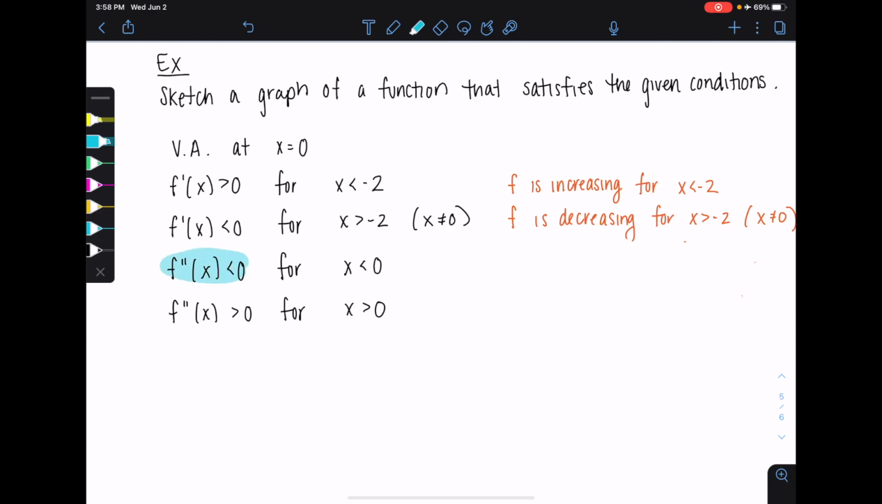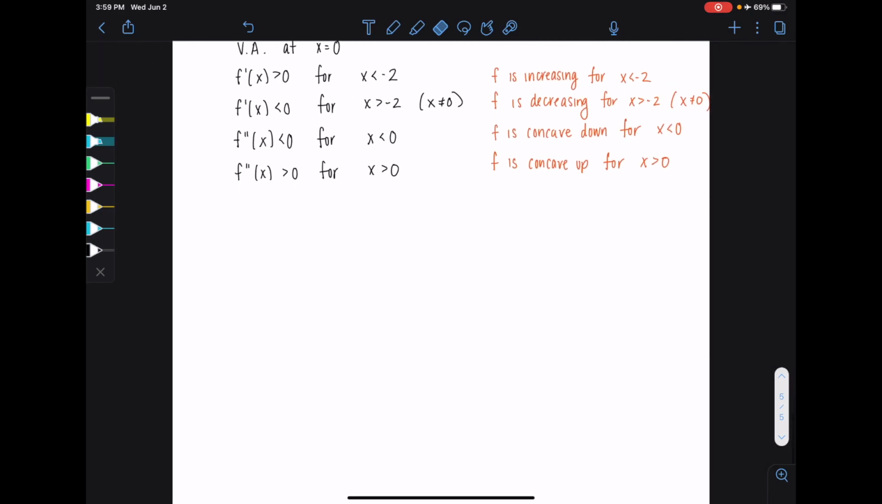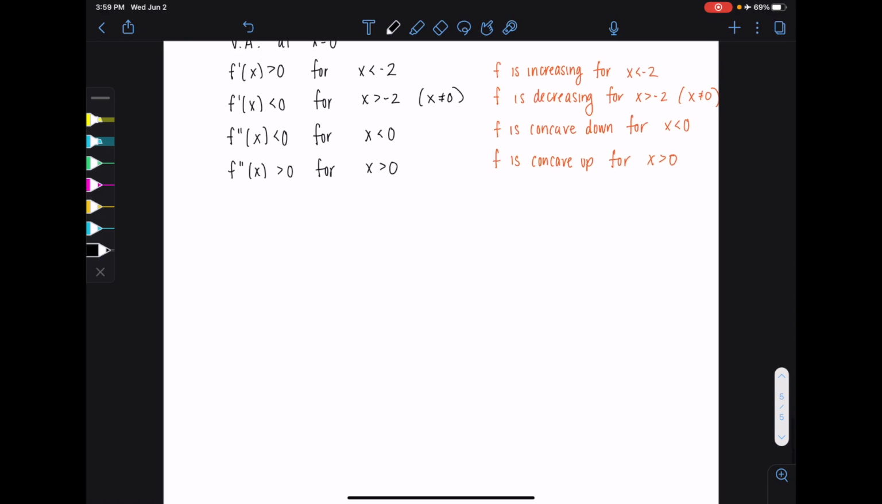The second derivative is negative for x less than 0, and that means the graph is concave down. If the second derivative is positive, that tells me my graph is concave up on that interval. Okay? So I need to draw something that satisfies all of these criteria. What I'm going to do is fill in a nice picture. I'll go out 3 in each direction.